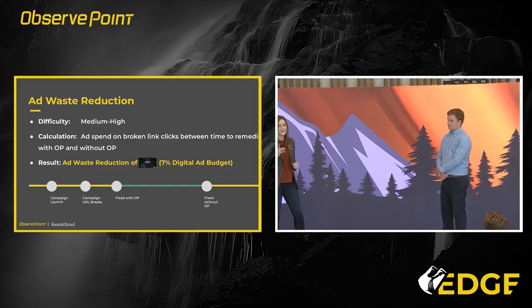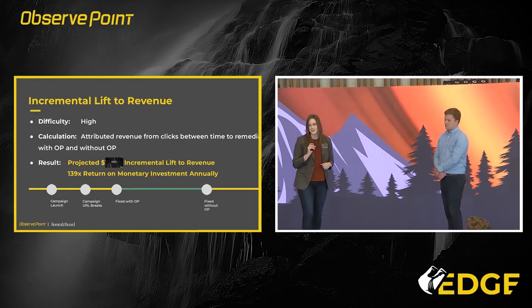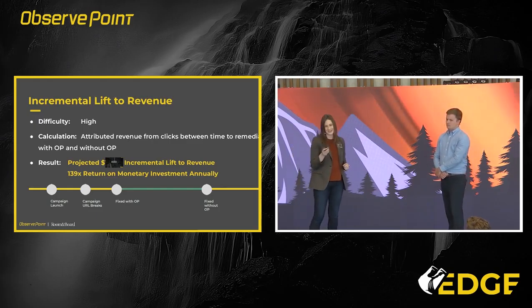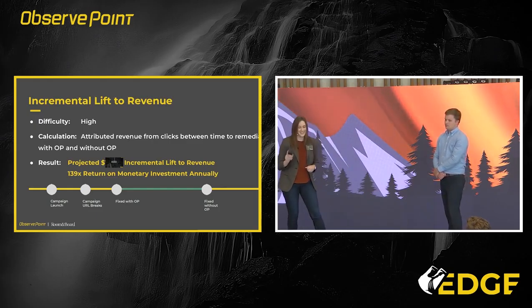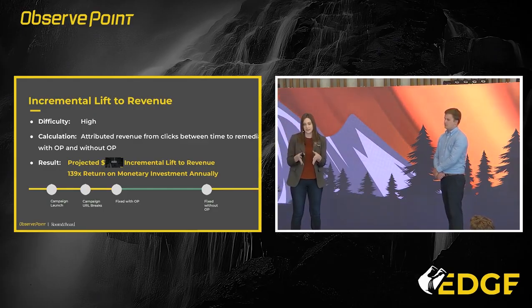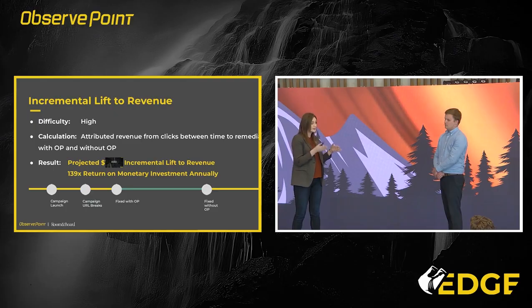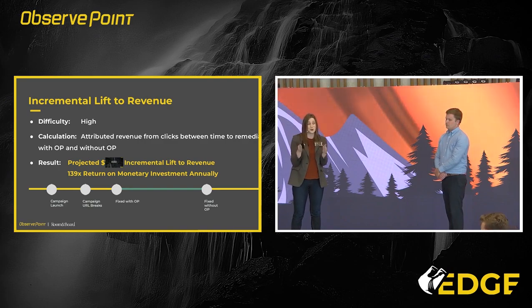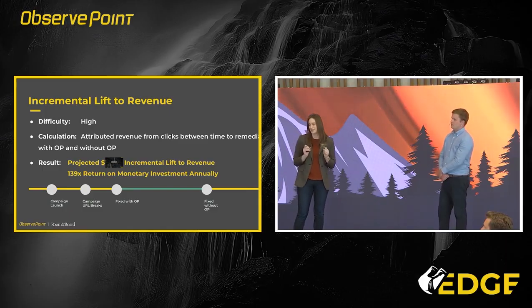And we're going to calculate our incremental lift to revenue, which is my big favorite number. This is my favorite one to share. With this, again, we're just looking at those clicks that occurred between the time when we could fix it before versus when we can fix it now, right? That time to remediation is so important. Just that teeny tiny little window, that 27% that we made a change on.